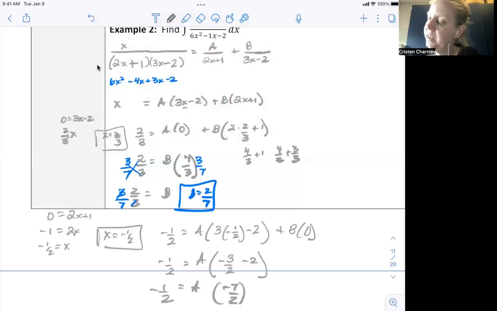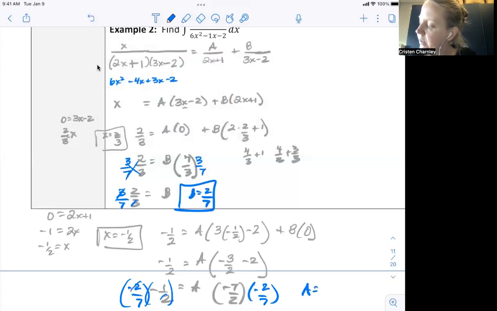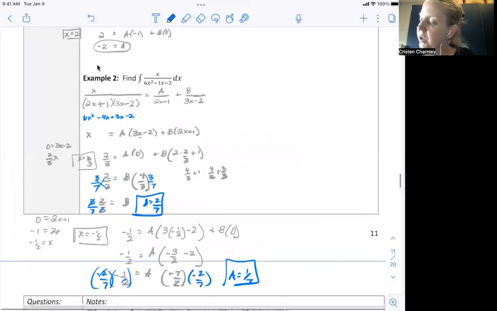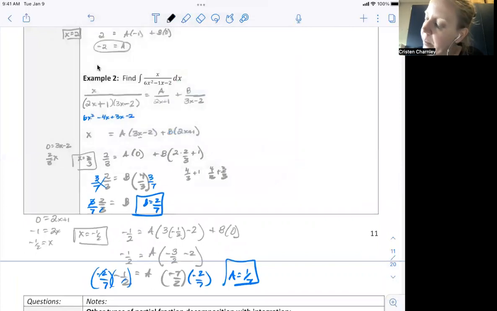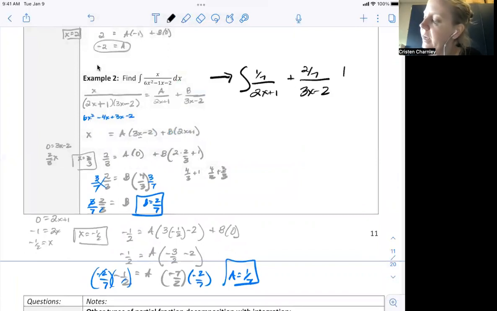And when I multiply both sides by the reciprocal, -2 over 7, I know that a is equal to 1/7. Okay. So what do we do with the a and the b? Well, you rewrite the integral. So this is the same thing as 1/7 over 2x plus 1 plus 2/7 over 3x minus 2 dx.